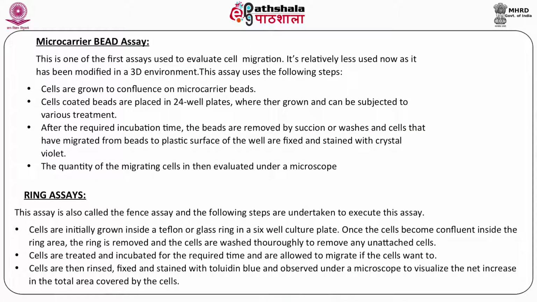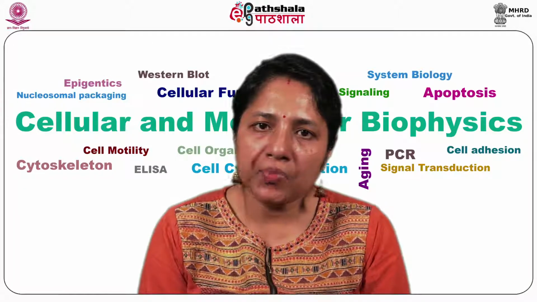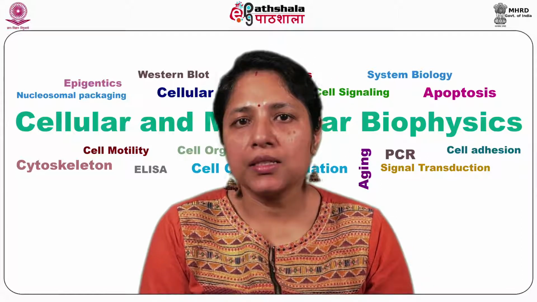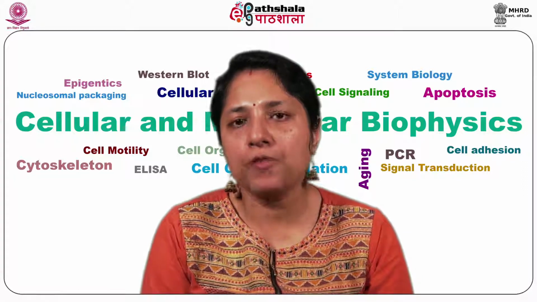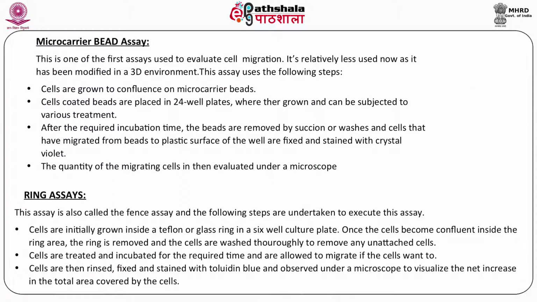Cell coated beads are placed in 24 well plates where they are grown and can be subjected to various treatments. Now after the required incubation time, the beads are removed by suction and washed, and the cells that have migrated from beads to the plastic surface of the well are fixed and stained with crystal violet. The quantity of the migrated cells is then evaluated under a microscope.